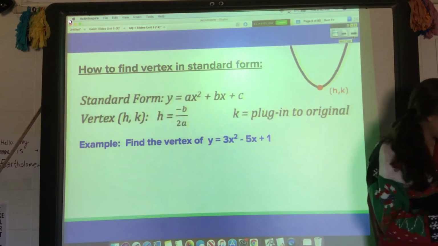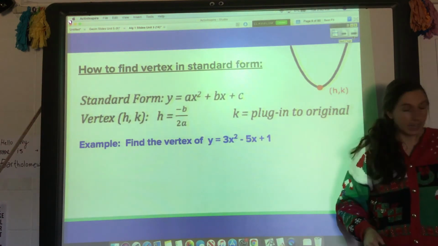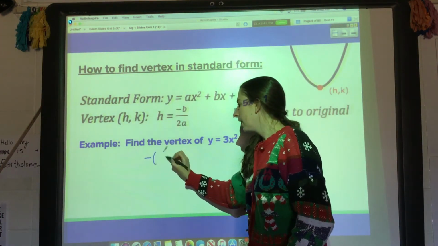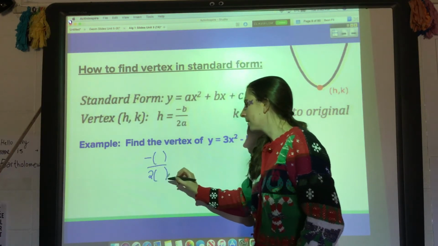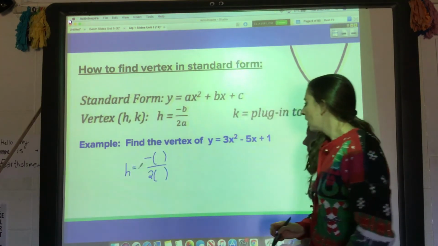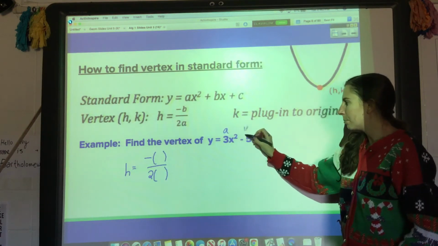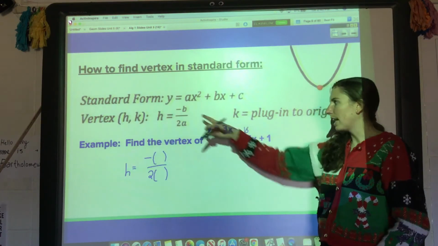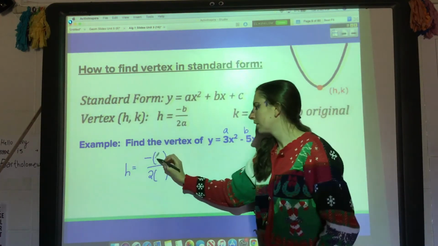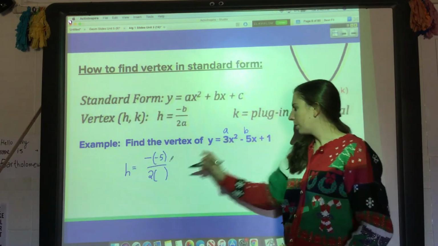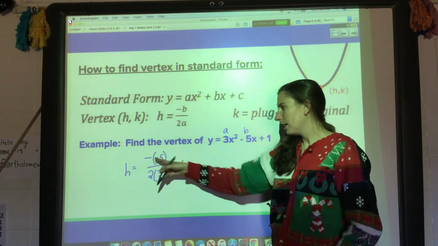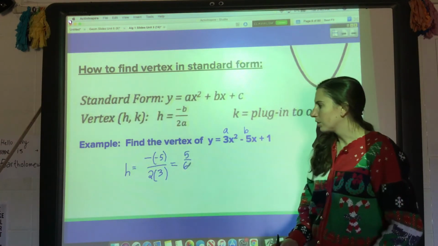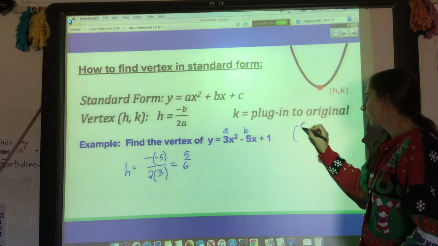Let's try another one real quick. Again, if I want to find the vertex, I'll just use that formula. So negative b over 2a, that's my h. Be careful here because a is 3 and b is negative 5. So when you do negative b, you've got to do negative 5. And then for a, we'll put in 3. And so negative 5 is actually just 5 over 6. So 5/6 is the x coordinate.